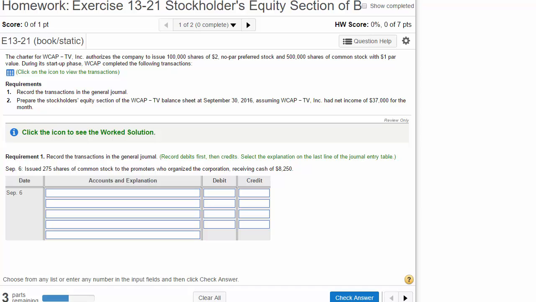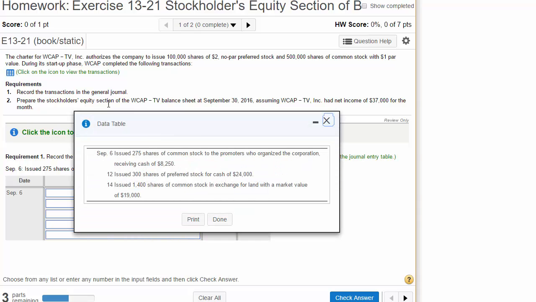Exercise 1321. We're going to be issuing some stock and then working on the stockholders' equity section of the balance sheet. The charter for WCAP TV Incorporated authorizes the company to issue 100,000 shares of $2 no par preferred stock and 500,000 shares of common stock with $1 par value. During its startup phase, WCAP completed the following transactions.